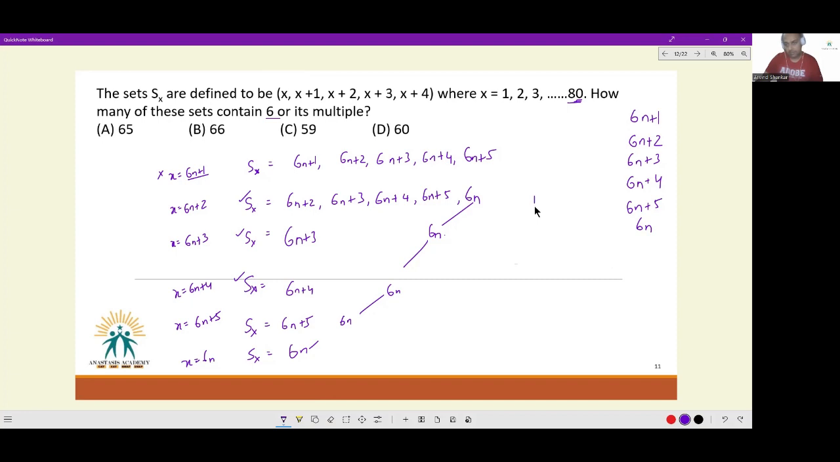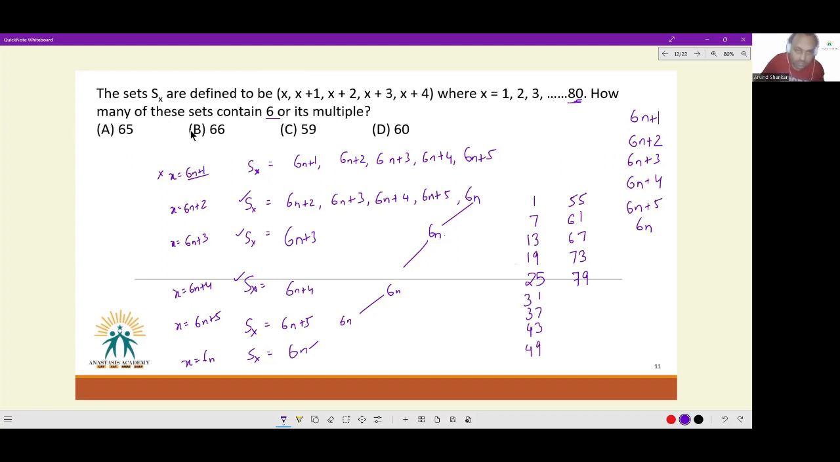6n plus 1 kind of numbers would be 1, 7, 13, 19, 25, 31, 37, 43, 49, 55, 61, 67, 73, and 79. 1, 2, 3, 4, 5, 6, 7, 8, 9, 10, 11, 12, 13, 14. 14 numbers. Out of this list of 80 numbers, 14 numbers have to be removed.